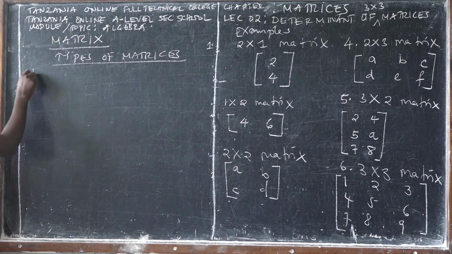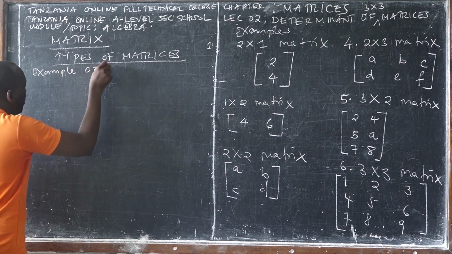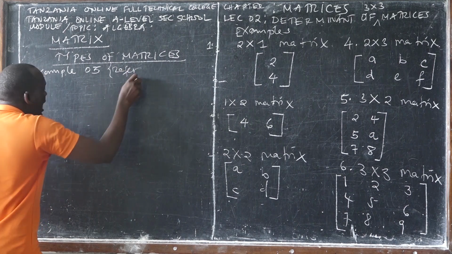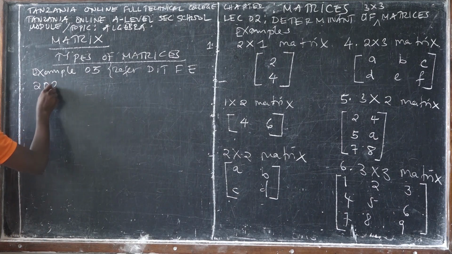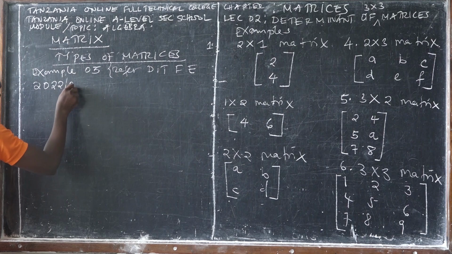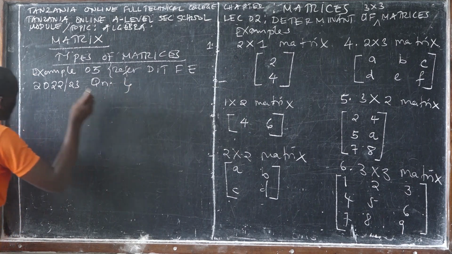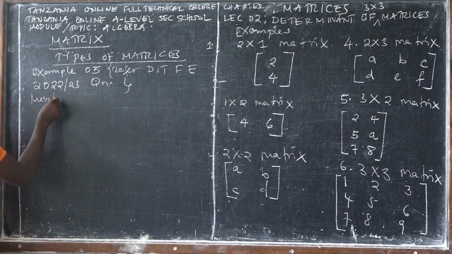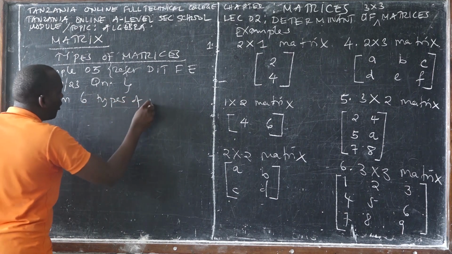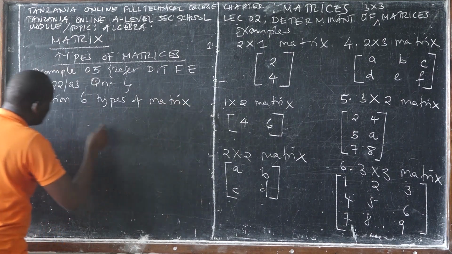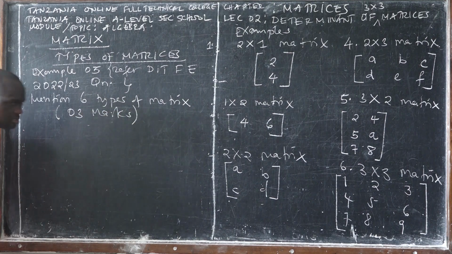So we can call it example 5, and refer to the final exam of 2022-23, last year. I don't remember the question number, but the question asked you to mention 6 types of matrix. And you have been given a promise that if you do so, you will score 3 marks.